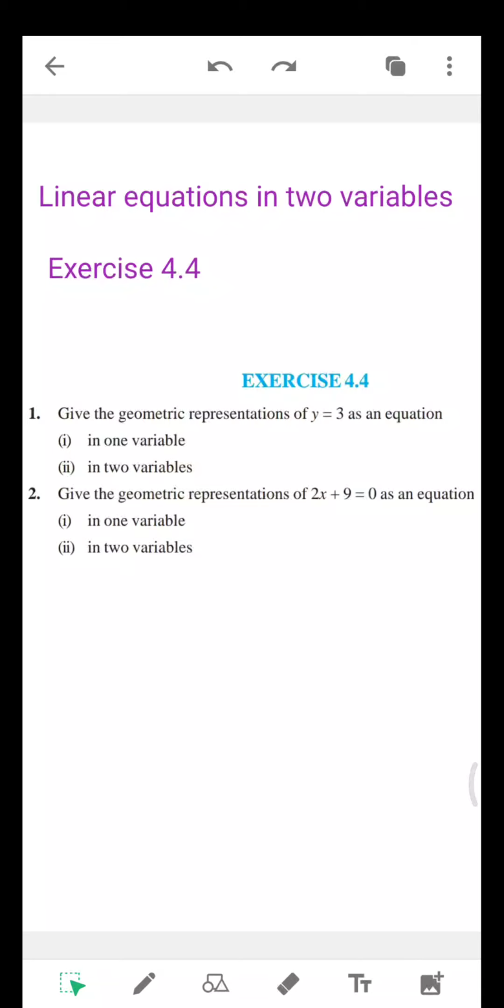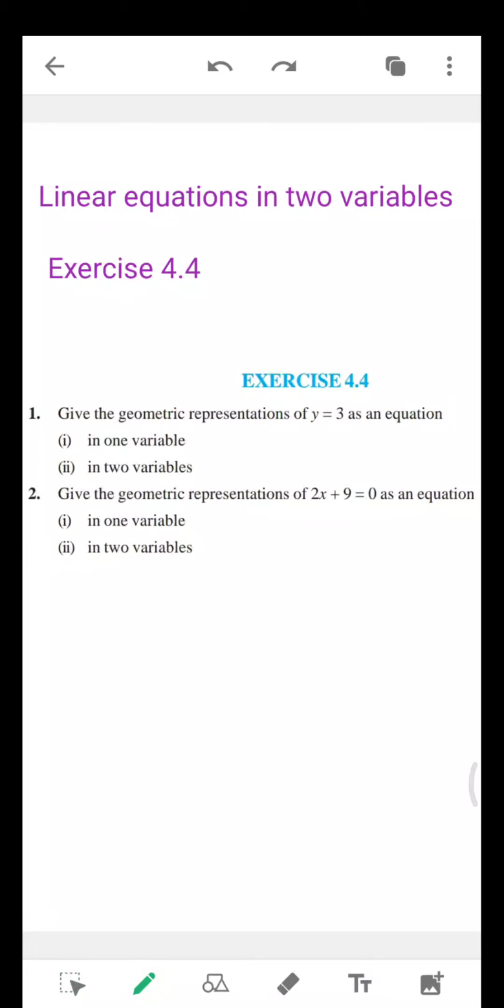You can see question number 1. It is asking us to give the geometric representation of y equals 3 as an equation in one variable and in two variables. And another question, 2x plus 9, same in one variable and in two variables. So let's see how to draw the graphs of this type of equations.